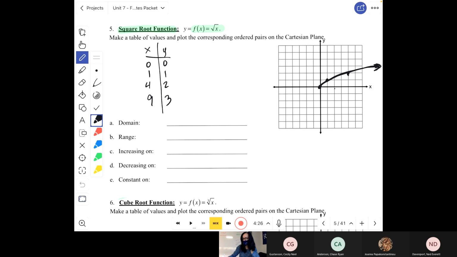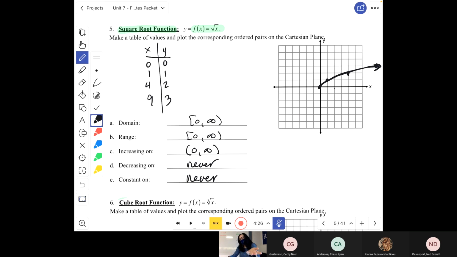What's the domain of the parent square root function? Beautiful. Range? Beautiful. Where is this function increasing? It's open, right? Because remember, increasing, decreasing, and constant we define on an open interval. So see right there where you could lose some credit, right? If we don't remember the definition. Where's this function decreasing? And where is it constant?